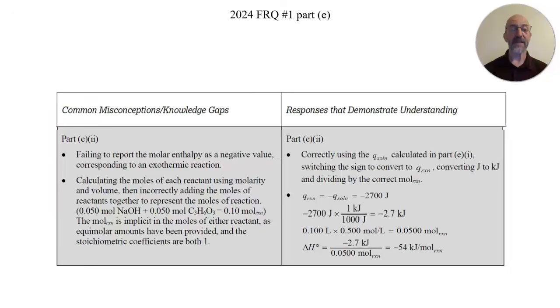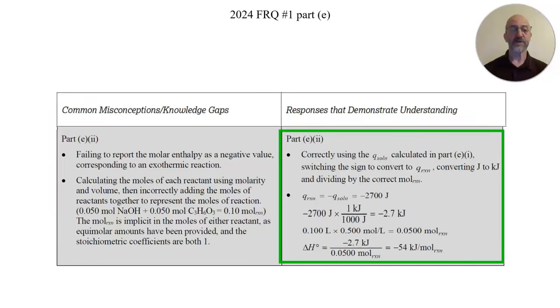And again, as far as examples of common mistakes, students forgot to include that negative sign for the enthalpy. It was an exothermic reaction, so the delta H should have been negative. And then they calculated the moles of each reactant and they added them together. So they used the total number of moles instead of the moles of just one of the reactants. So again, that's more of a stoichiometry mistake in terms of the chemical reaction.